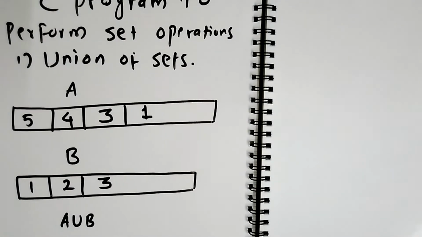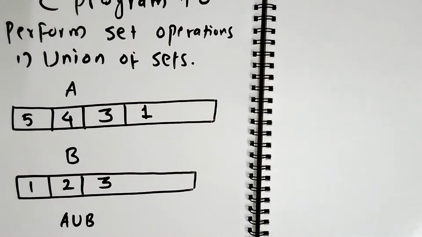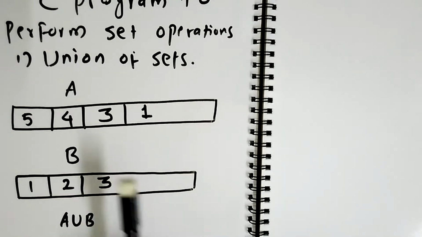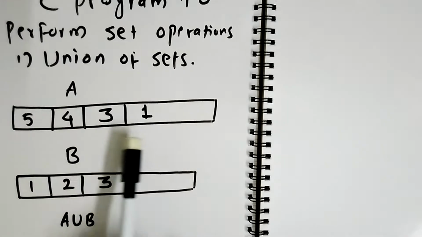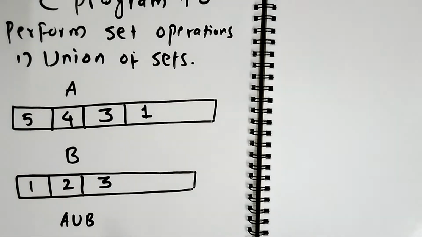Hello friends, today we'll try to write a C program to perform set operations. The first operation we'll perform is union of two sets. Let's say we have these two sets with us, set A containing these elements and set B containing these elements.